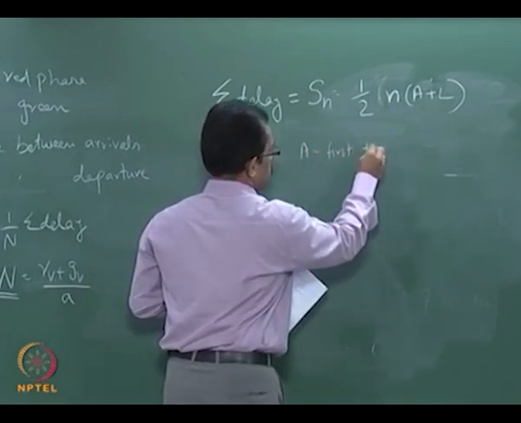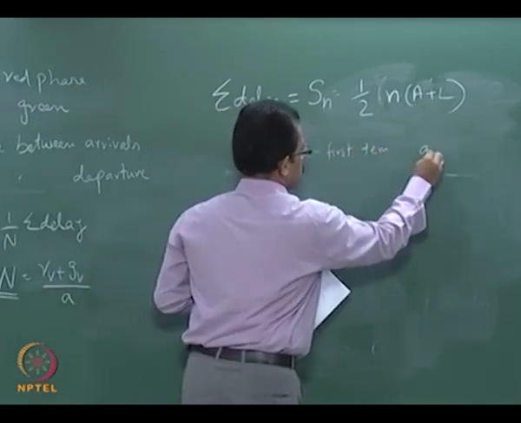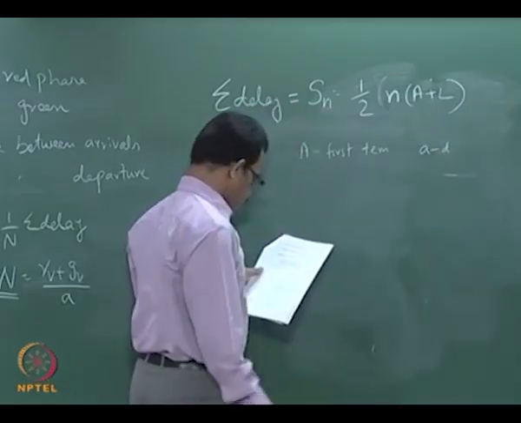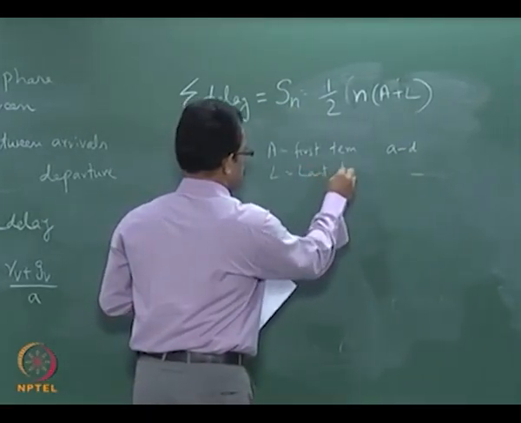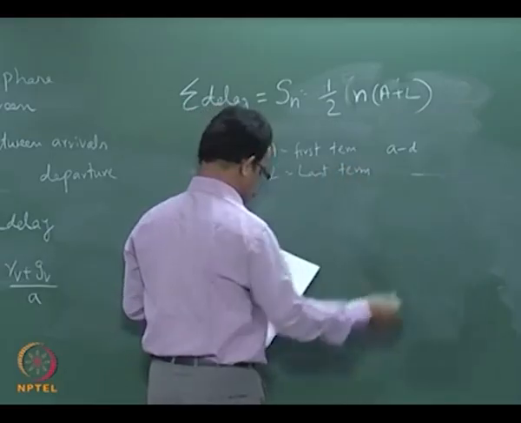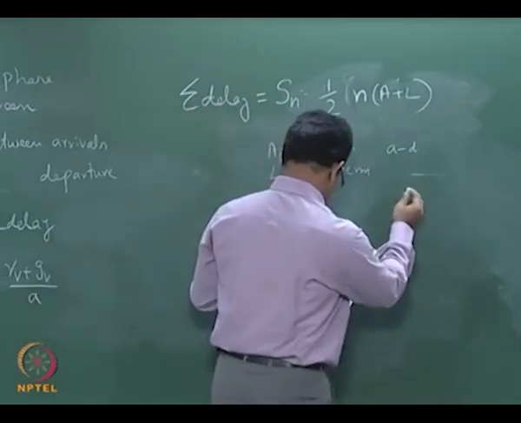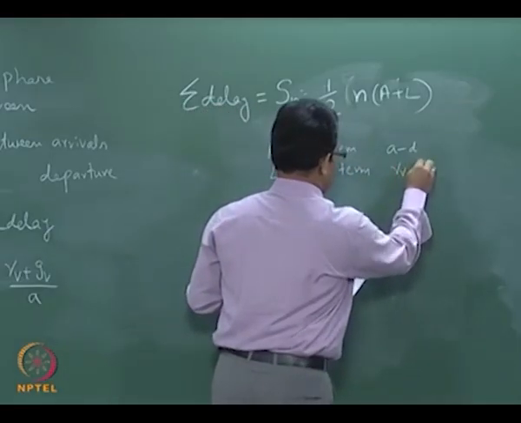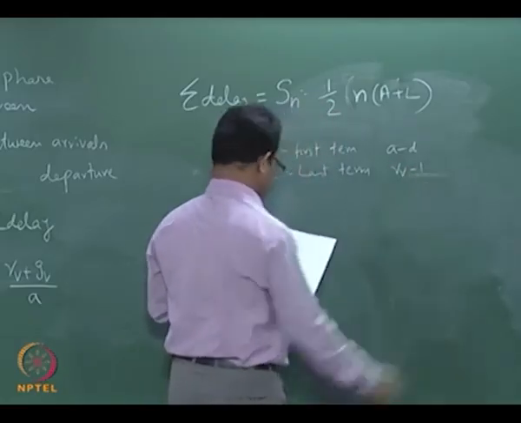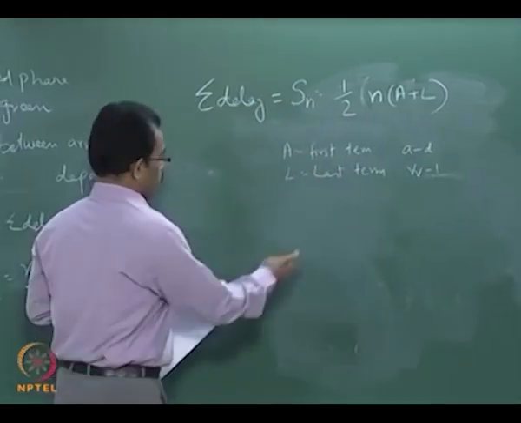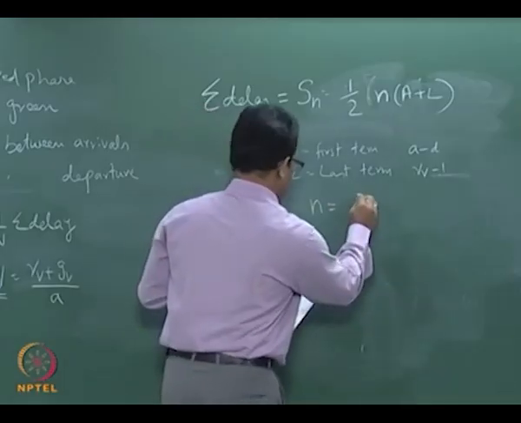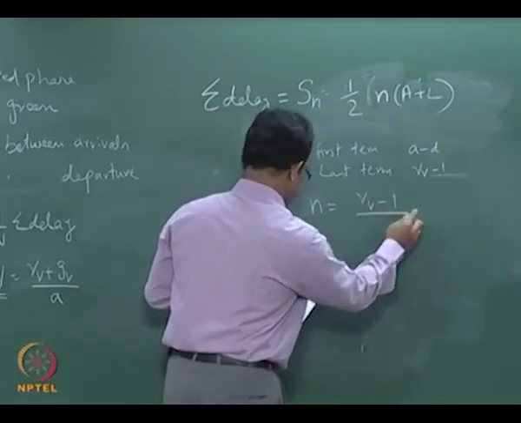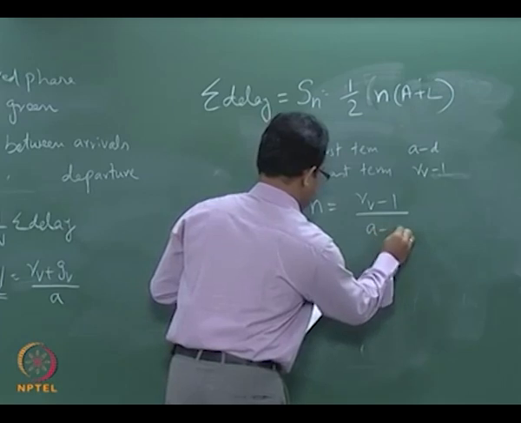So this will be the relationship for the sum of delays, where A is the first term in that table we saw in the previous case, that is A minus D, and L will be the last term, which is RV minus 1. Now n can be obtained as RV minus 1 divided by A minus D.